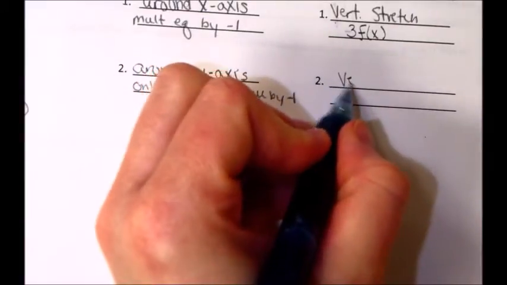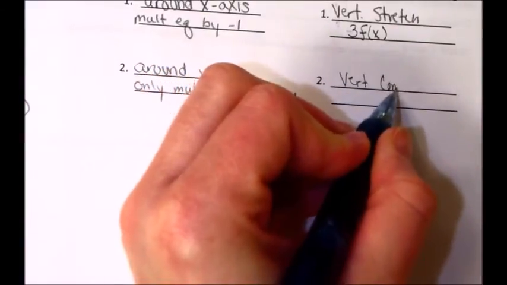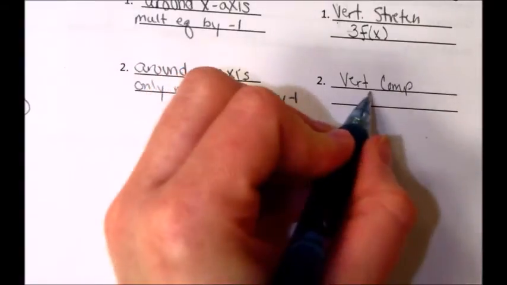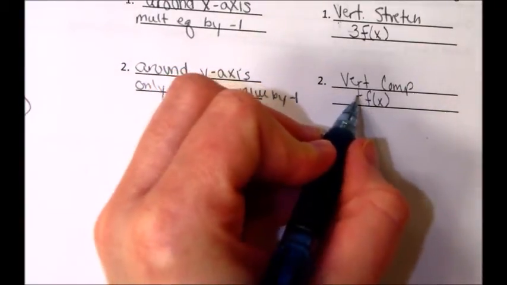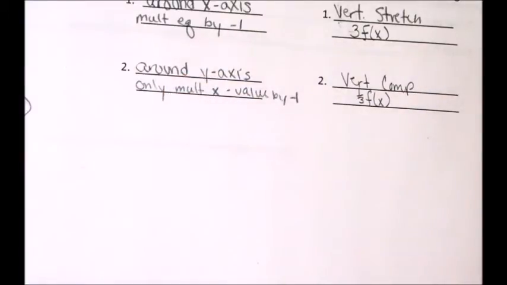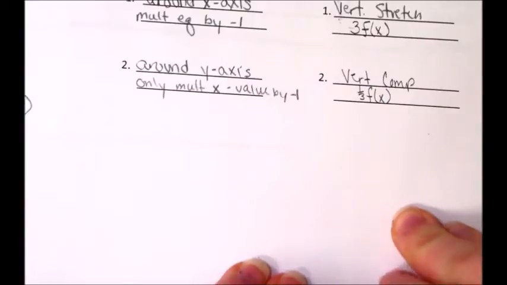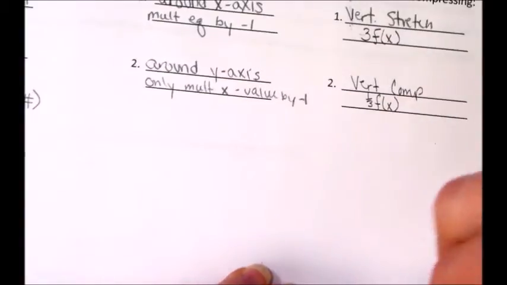And then you could have a vertical compression. You'd have your original function f of x, but all those values would be really short, like maybe 1/3. All right, let's see this in play for a couple of examples, because right now it's just a lot of definitions.